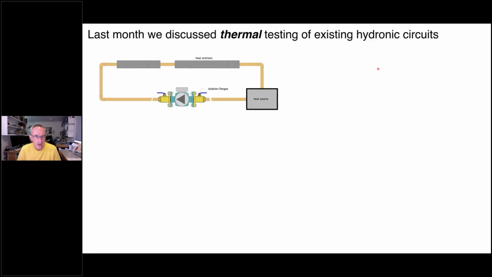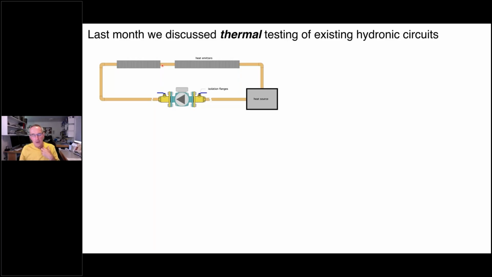Now, again, last month we talked about thermal testing, so I'm just starting here with an image of a real basic circuit. It's piping, it's a circulator, there's some type of heat emitters in that circuit. It could be a residential, could be a commercial circuit, but it's a single circuit. It has some type of heat source that supplies heat to the circuit, and we want to characterize that circuit.